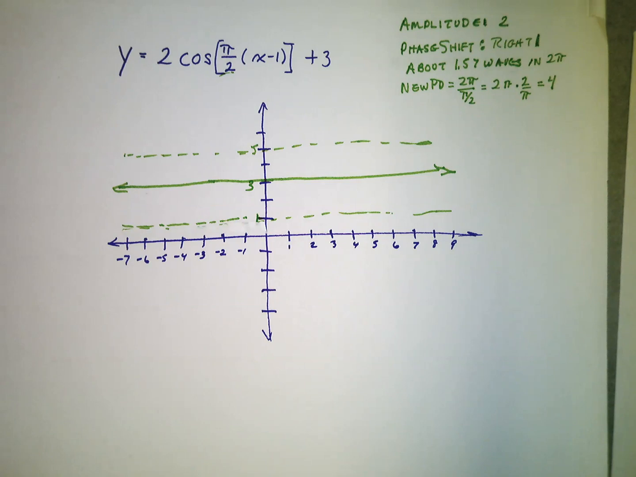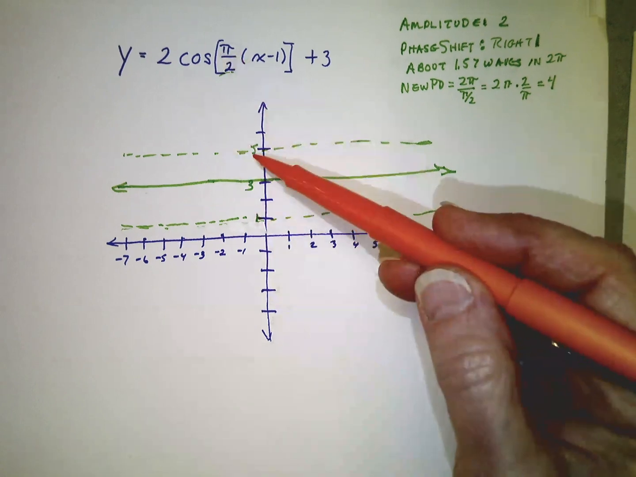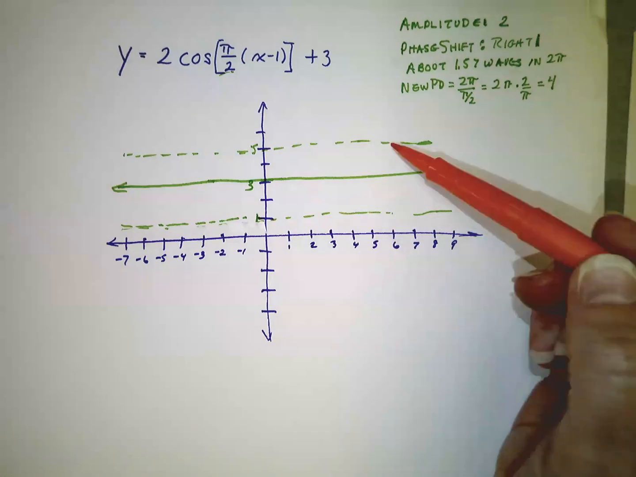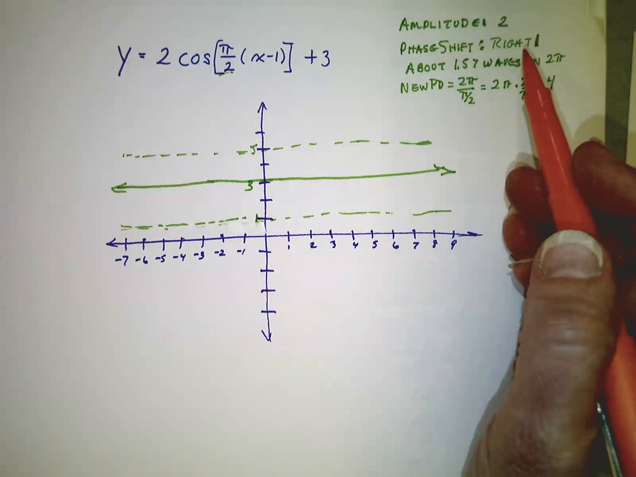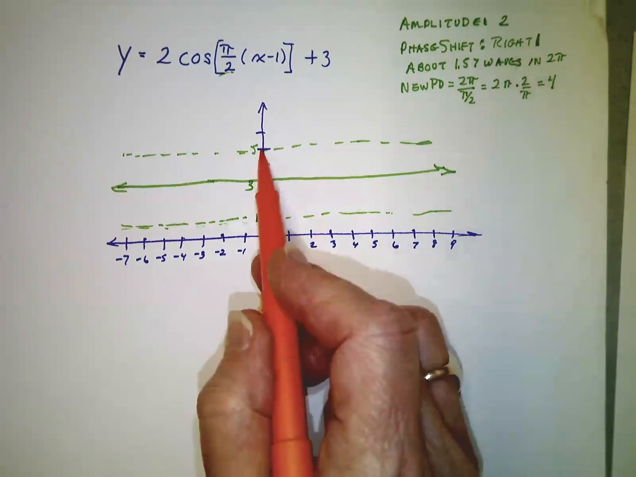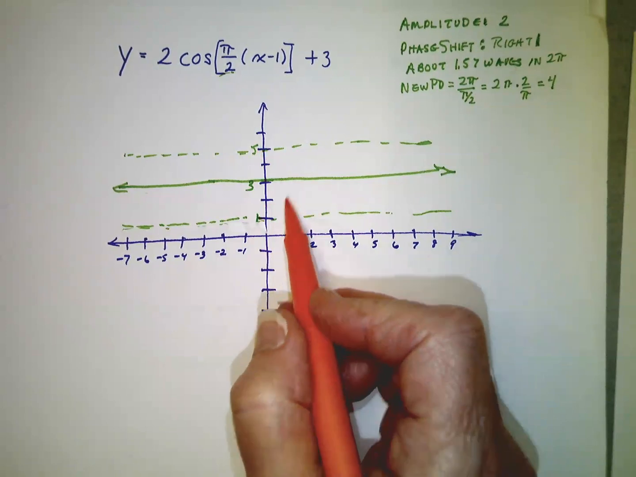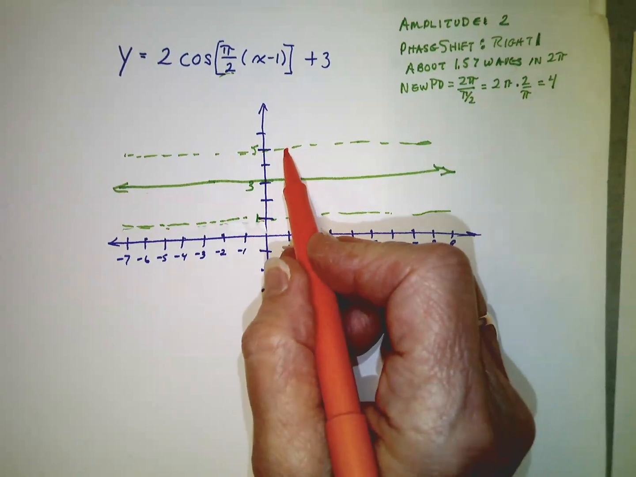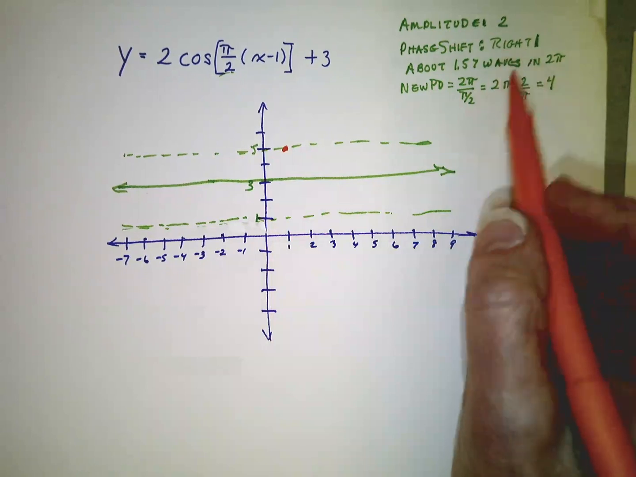It's time now to try to draw the graph. We do know that it's cosine, so that usually starts at the top, goes down, comes back up to the top again. We know that it's not going to start at the top on the y-axis. It's going to start at the top at 1 because it has a phase shift 1 to the right.